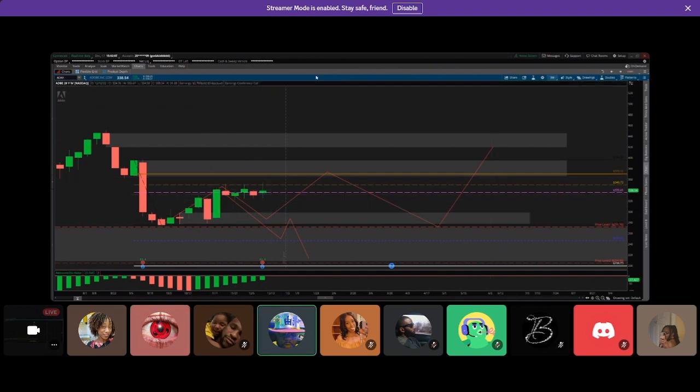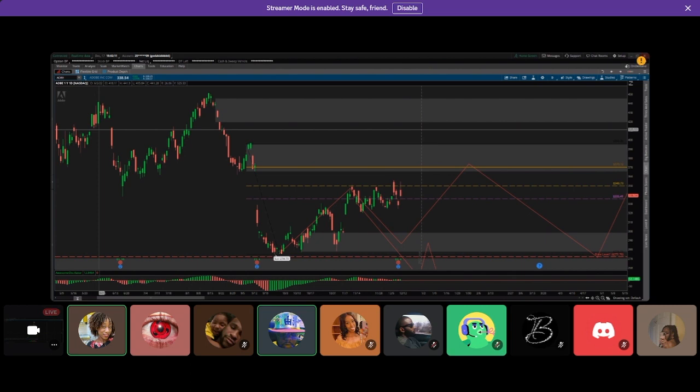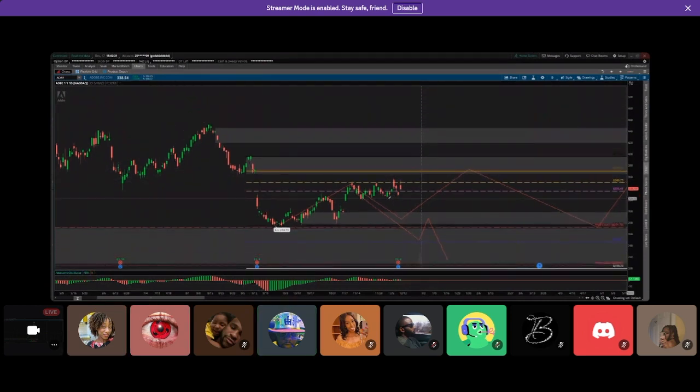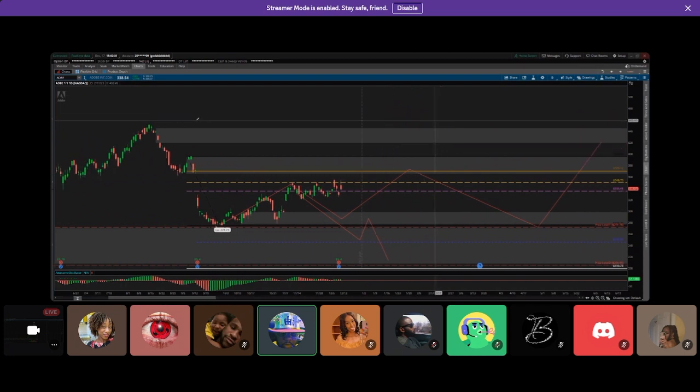I have a question. If we're looking at Adobe, as far as how you're setting your supply and demand zones, are you using a range of candles? I saw in the last one you just used the high and the low of that.